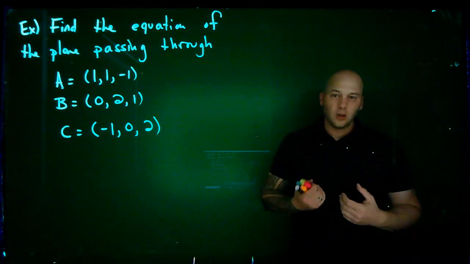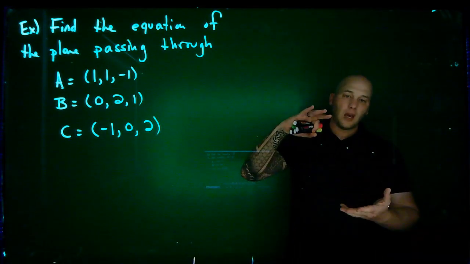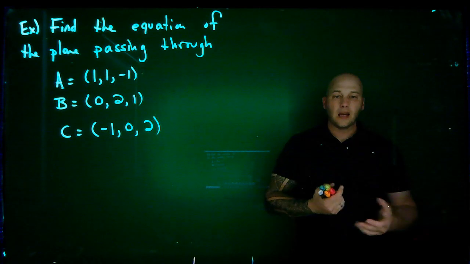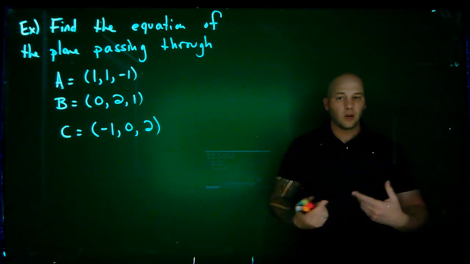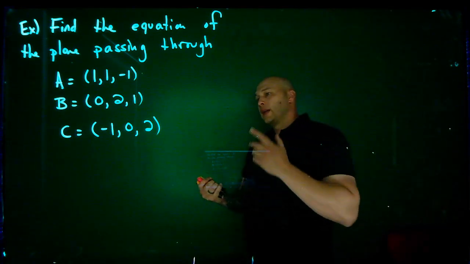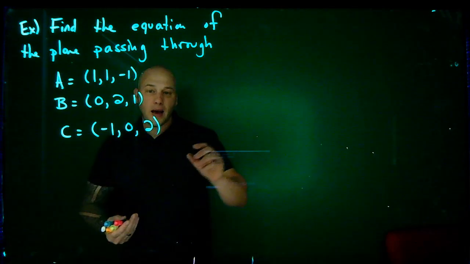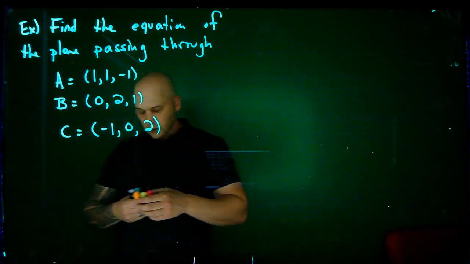Again, this is looking at the next dimensional case. When we say find the equation of a line passing through 2 points, which is what you're familiar with in your algebra class, now we're looking at find the equation of a plane passing through 3 points. Let's look at the solution for that.